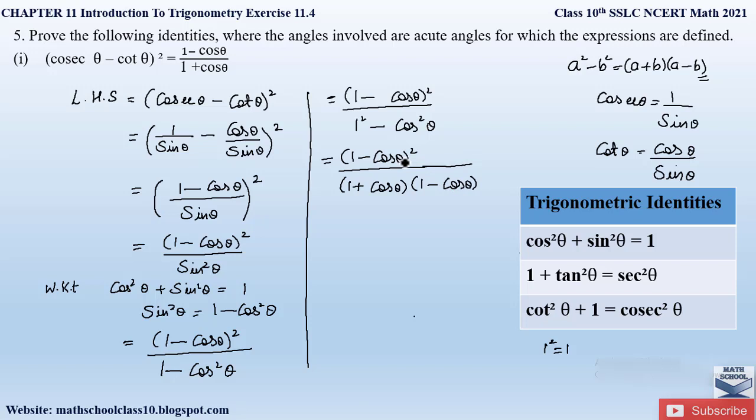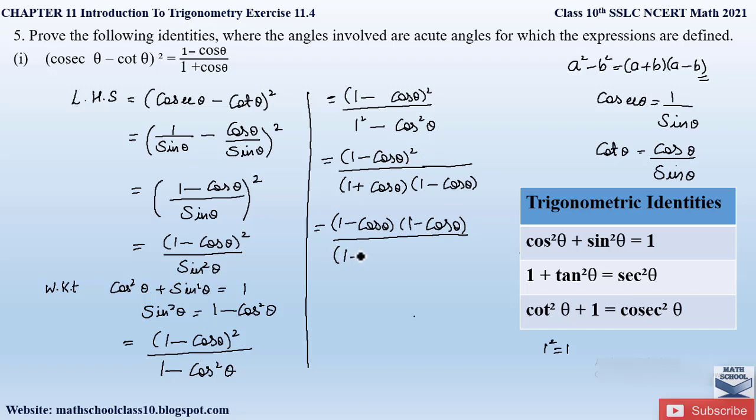Here in the numerator, 1 minus cos theta the whole square can be split up and written as 1 minus cos theta into 1 minus cos theta, right? So 1 minus cos theta into 1 minus cos theta will give you 1 minus cos theta the whole square.